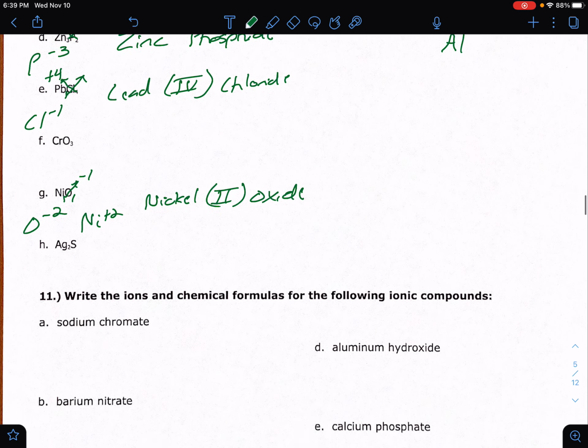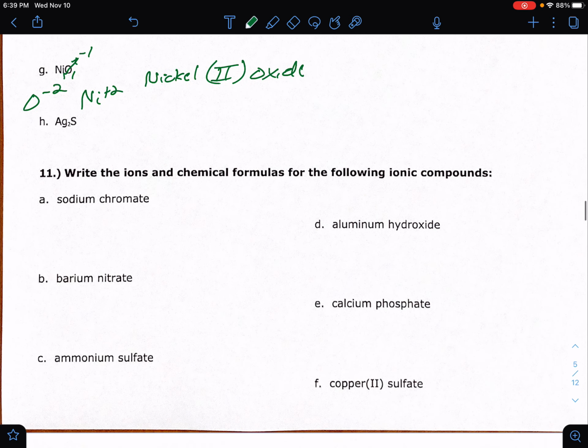Okay. Now, jumping down to 11: write the ions and chemical formulas for the following compounds. Again, this section will be extremely difficult for you if you do not know those polyatomic ions. Okay, so sodium chromate. Sodium you can just find on the periodic table: it would be Na with a +1. And chromate is going to be CrO4 with a -2. So again, you have to know those, otherwise you're just taking a shot in the dark.